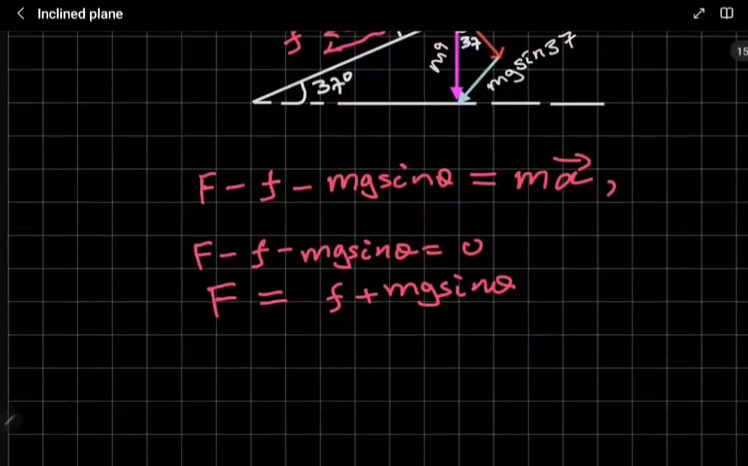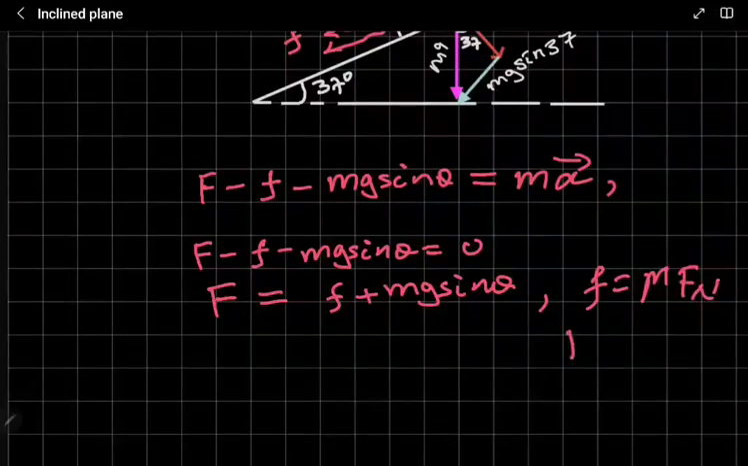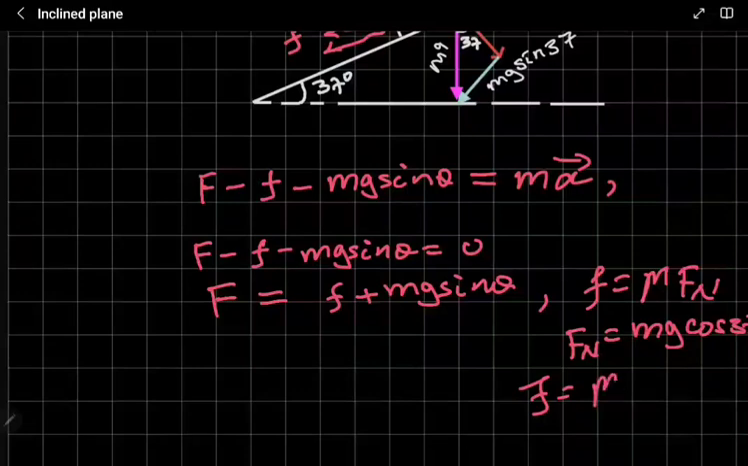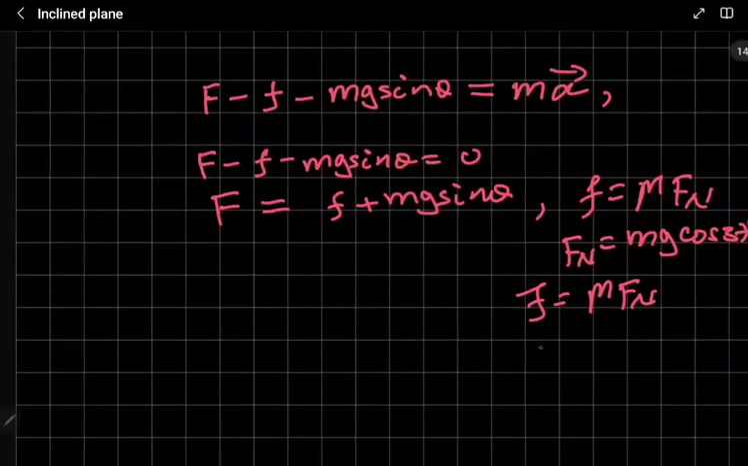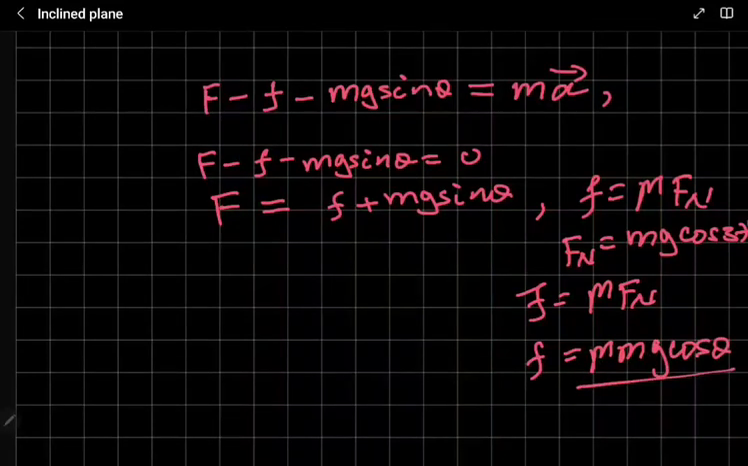But what we know from the previous video is the frictional force is the coefficient of friction times the normal force, and this time the normal force is the cosine component of the weight. You can see the previous videos. Now the frictional force is equal to mu times F normal, but the normal is mg times cos theta. So the frictional force is going to be mu times m times g times the cosine of the angle. So this is the expression for the frictional force.